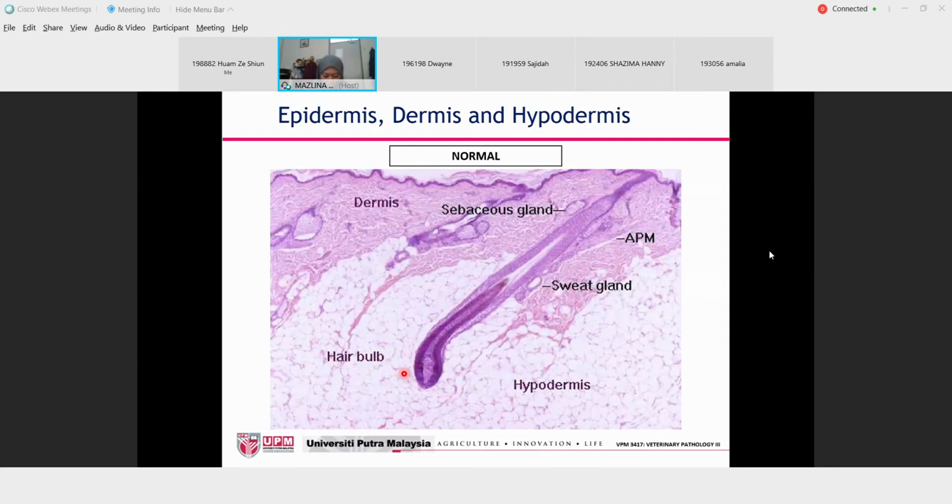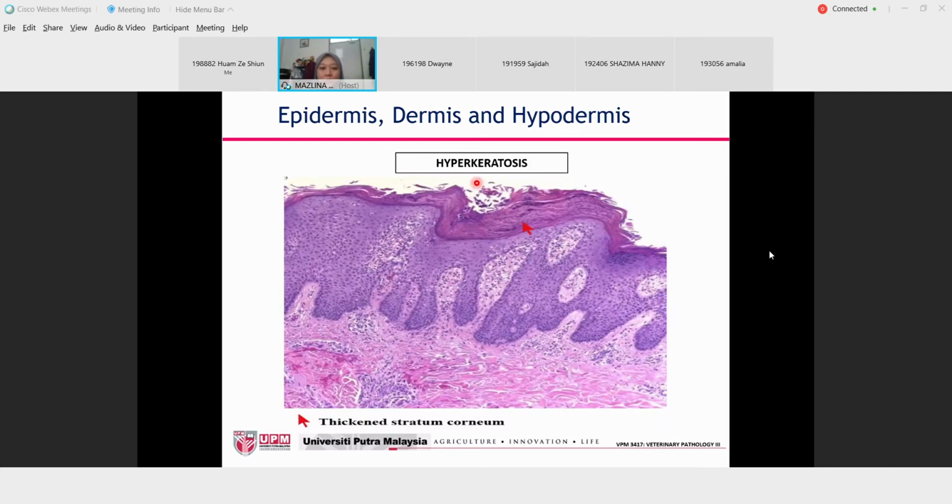All right. So this is a diagram that I cannot emphasize more for you to memorize, the normal structure of the skin. Remember that usually for thin skin, the epidermis is not that thick. Even the stratum corneum is not that thick. Right, so this is an example of hyperkeratosis.